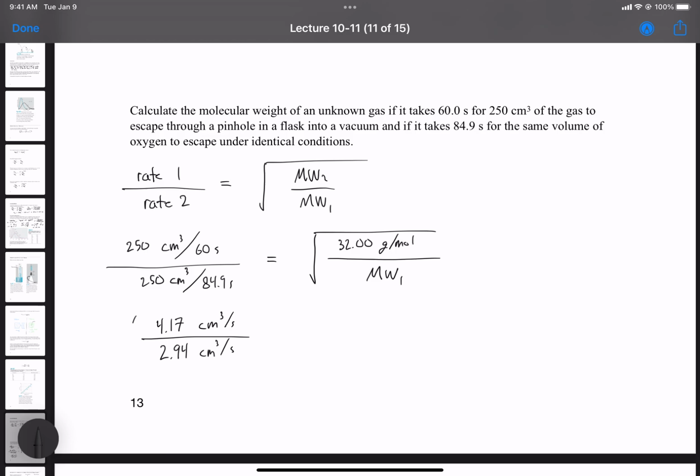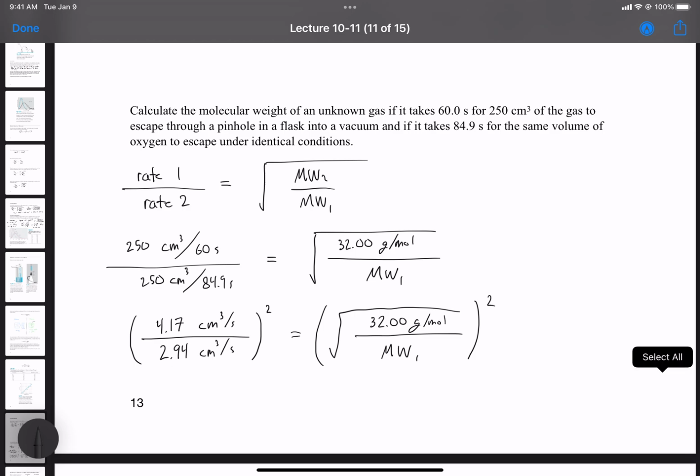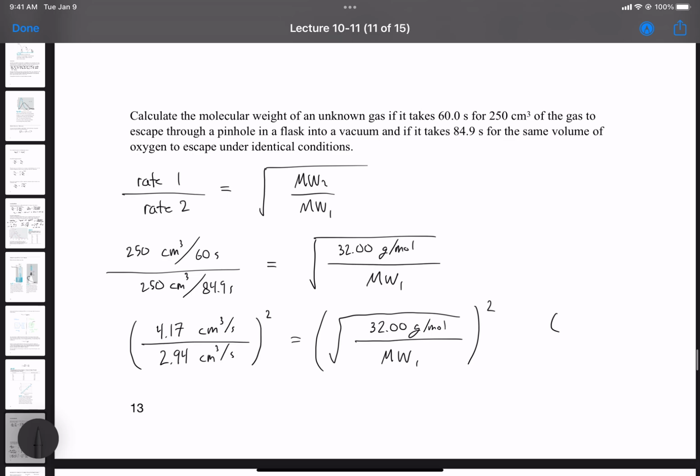Okay, so we squared that because we want to square these terms to get rid of the square root. So we have 32.00 grams per mole over molecular weight 1, and we're going to square that too. So put a square here. Remember, square root is a nice way of saying x to the 1/2 power. So if we square this, it's like doing this.